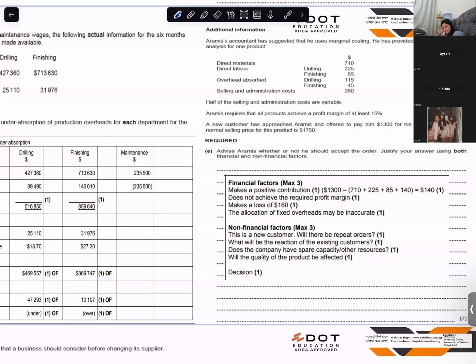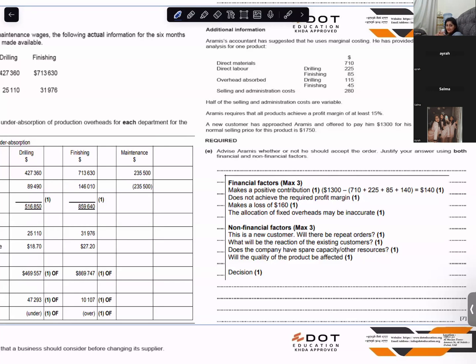Okay, so for financial factors, you would say that the contribution is positive, and you have to show the calculation. If it creates a profit, then you show that. But over here there's a loss of 160, so you'll say that in the financial factors. Financial factors would be positive contribution, calculation of positive contribution. However, the allocation of fixed costs, the fixed overheads, may be inaccurate. Then it makes a loss, you'll say.